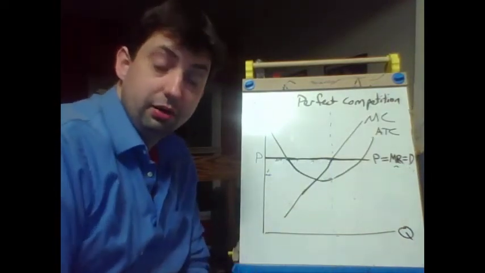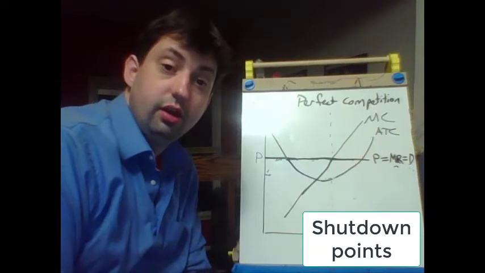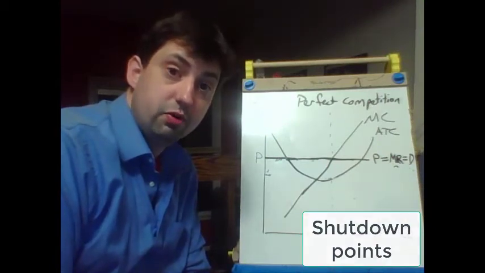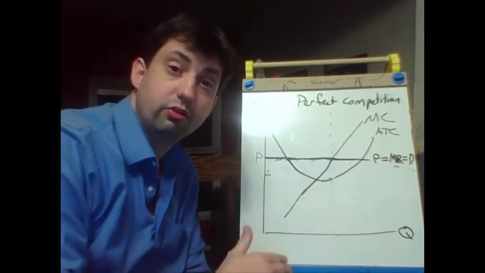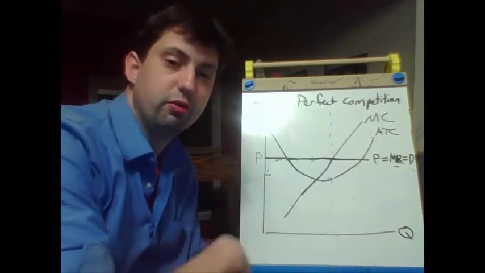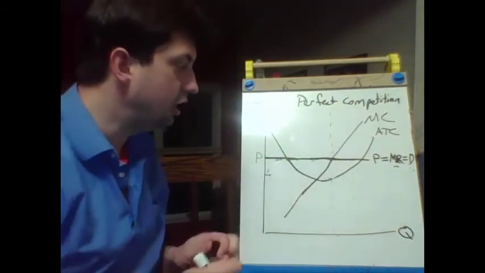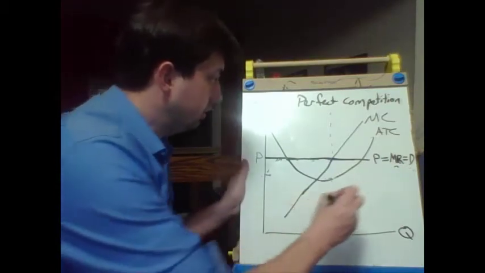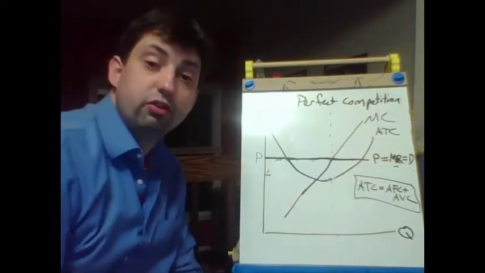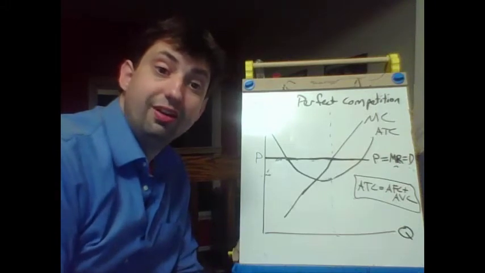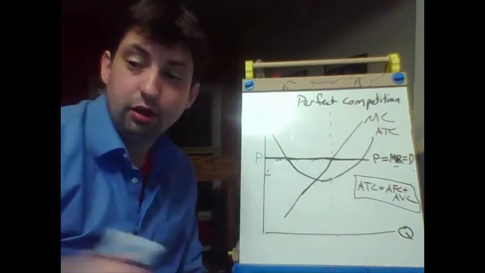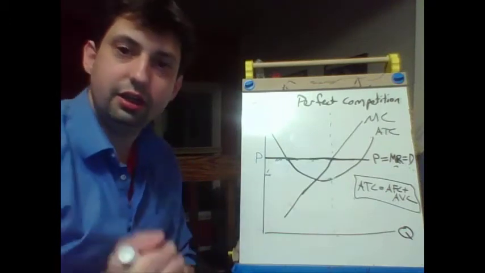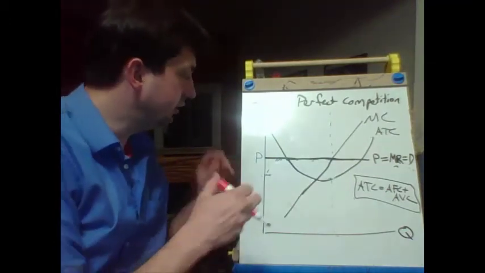Now, one thing we didn't talk about is an average variable cost curve. Recall total costs equals fixed costs plus variable costs, or total variable costs plus total fixed costs, which means average fixed costs plus average variable costs equals average total costs. Just divide everything by Q. In other words, we can draw a second line.